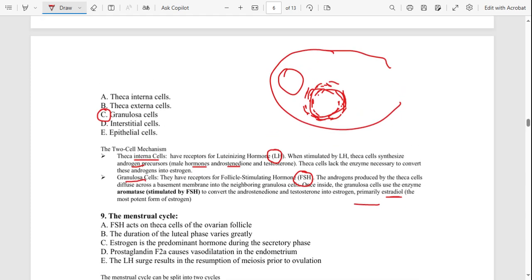Number 9 is saying the menstrual cycle. A. Follicle stimulating hormone acts on theca cells of the ovarian follicle. B. The duration of the luteal phase varies greatly.